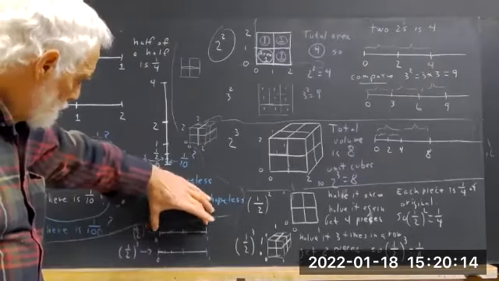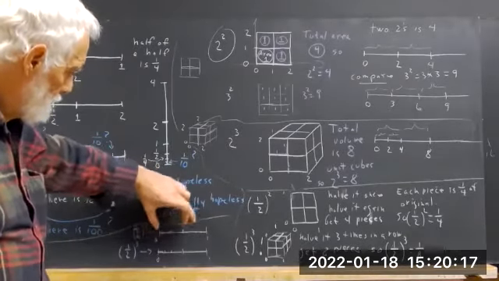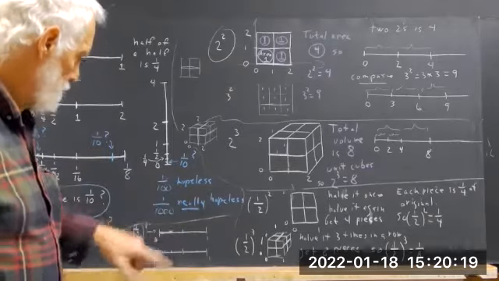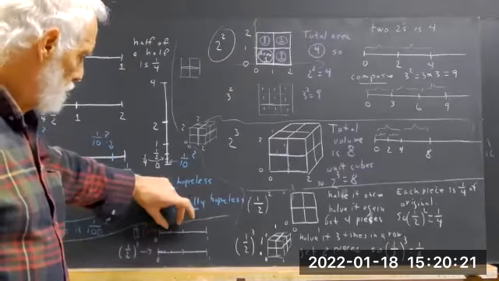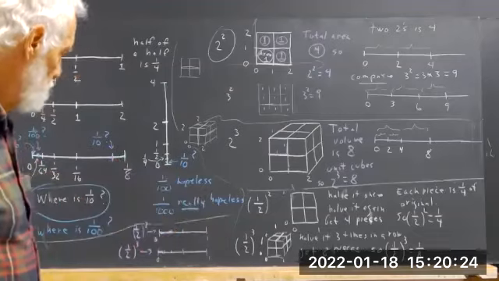Another way, you take your interval from 0 to 1, take half of it, and take half of that, and there it is. There's 1/2 squared, which is now 1/4, because it takes four of these to make one.